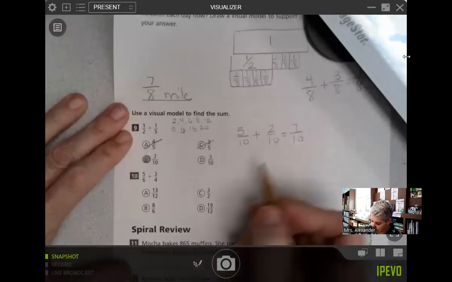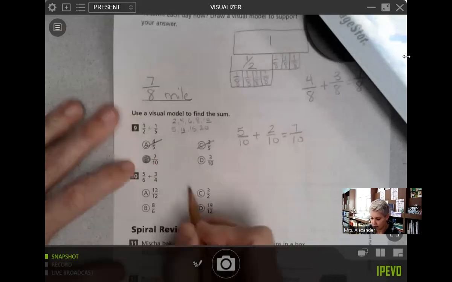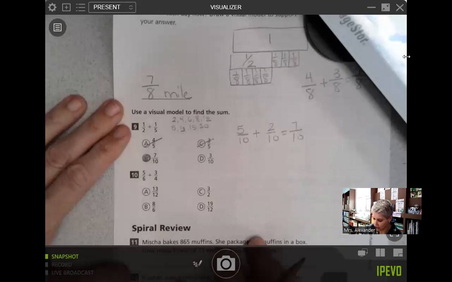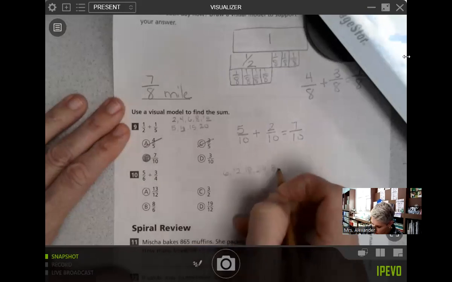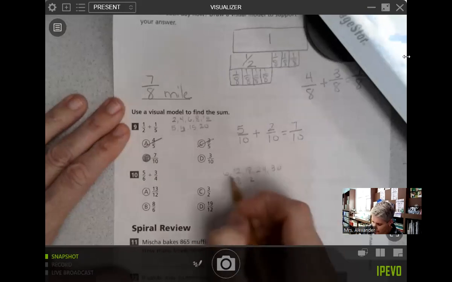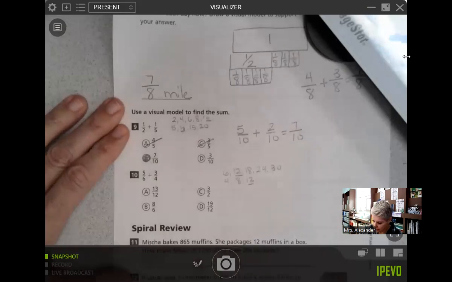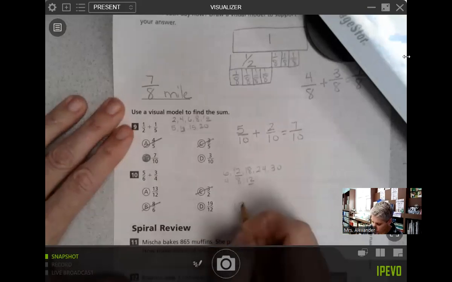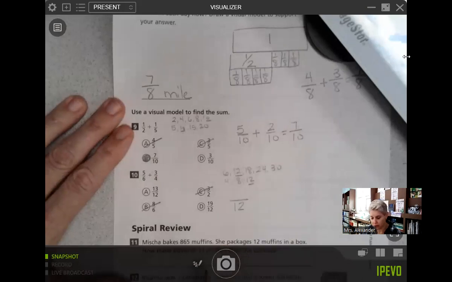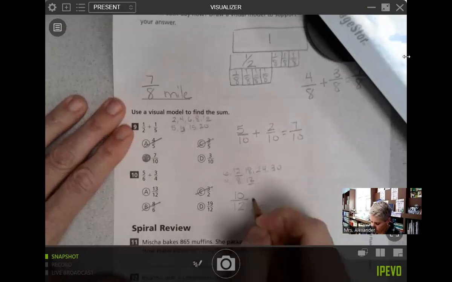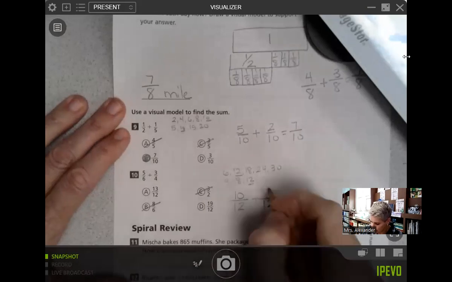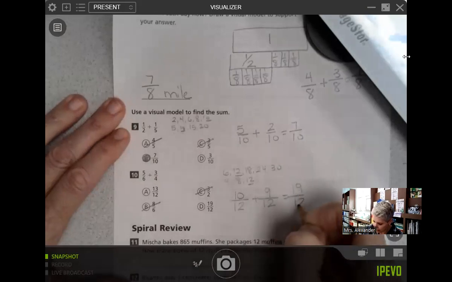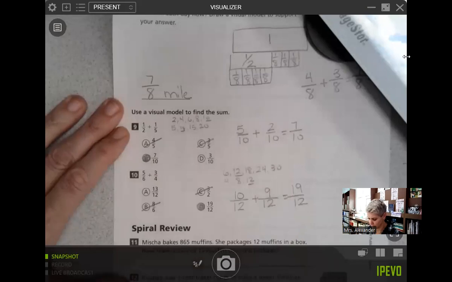And then 5/6 plus 3/4. Again, 6 and 4, neither of them are multiples of the other. So I'm going to do 6, 12, 18, 24, 30, and 4, 8, 12. I'm going to stop right there because I see the 12 that matches. So that tells me B and C are out. 5/6, if I'm converting that to 12ths, 6 times 2 is 12, 5 times 2 is 10, plus 4 times 3 is 12, 3 times 3 is 9. We get 19/12, and they left it as that improper fraction.